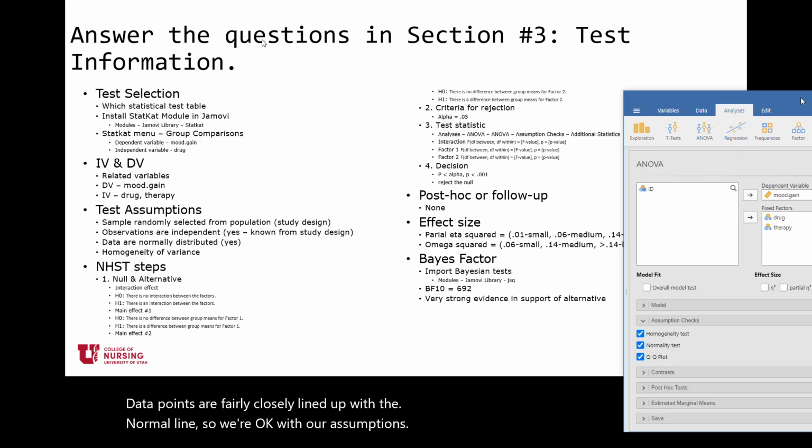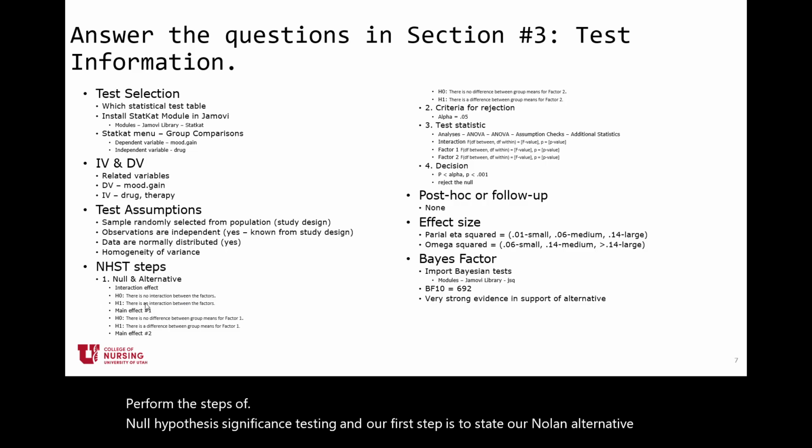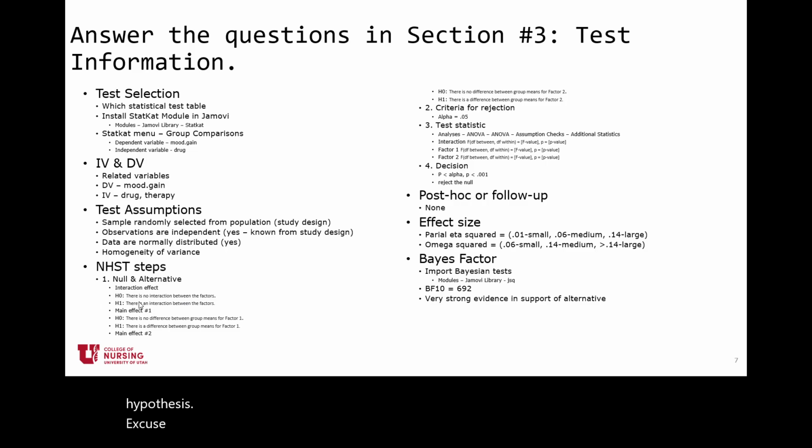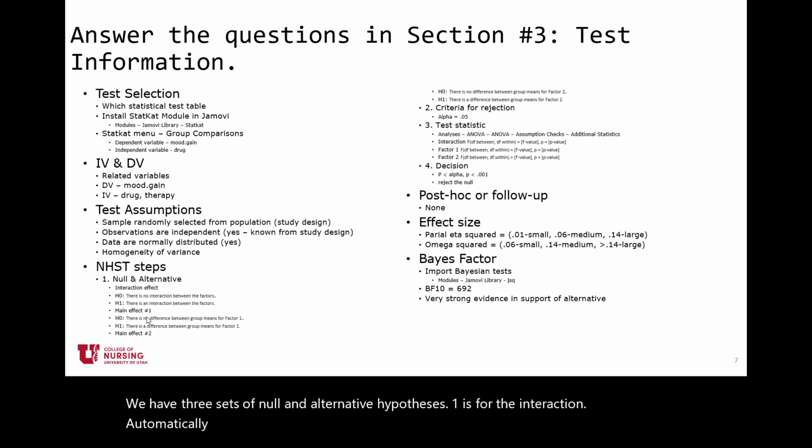So now we can perform the steps of null hypothesis significance testing. And our first step is to state our null and alternative hypotheses. And you'll notice here that we have three sets of null and alternative hypotheses. One is for the interaction, which automatically gets added to our model.